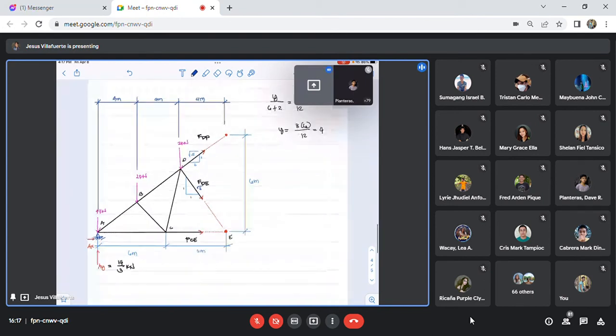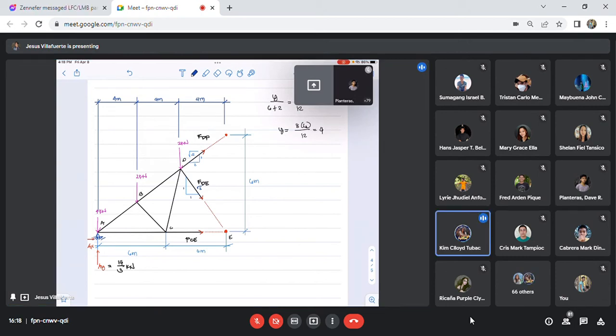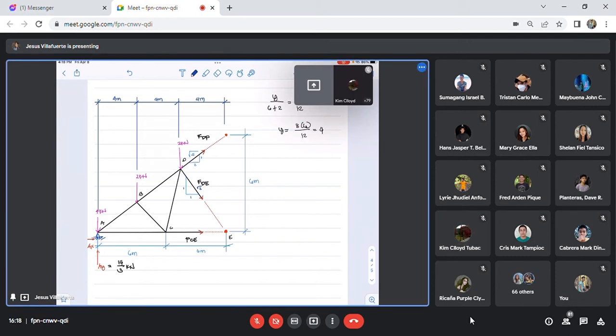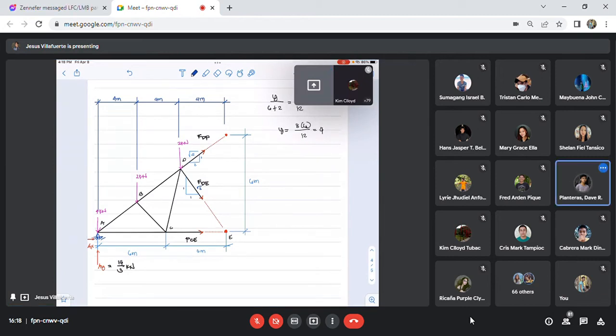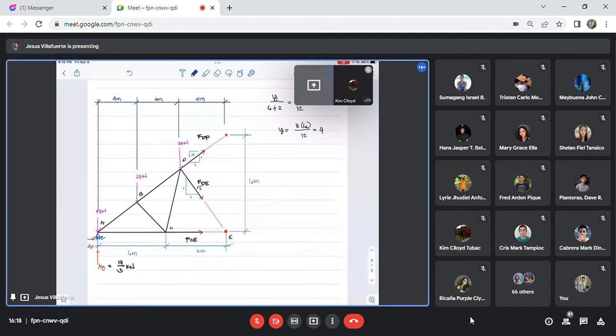So, where will we take the moment to get the force in member FDE? At A, sir. Summation of moment at A. We can take the moment at A. But if we take the moment at A, how many unknowns do we have? Two. One only, sir. Two. Why only one?